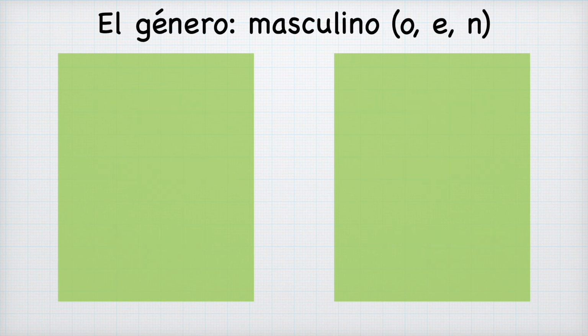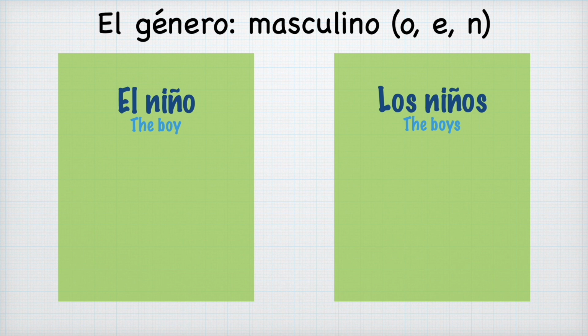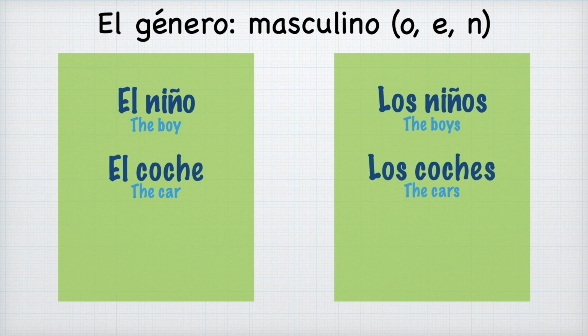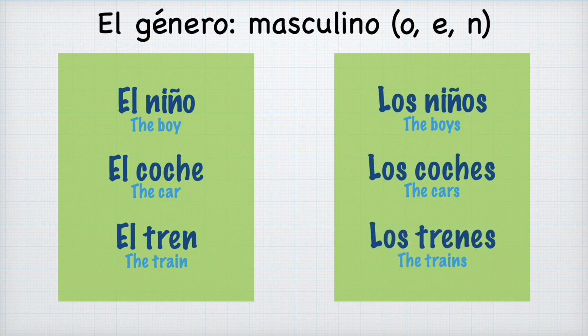Words that end in o, e, or n are usually treated as masculine. For example, el niño. And then we have the plural, los niños. Then we have el coche, and in plural is los coches. You can see here we're following the plural rule. If the word ends in a vowel, we'll just add the s to make it plural. And then another example is el tren, and in plural, it's los trenes.